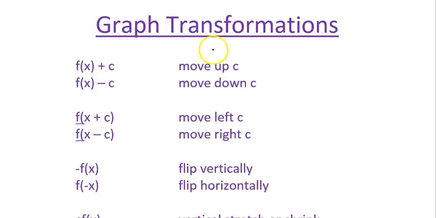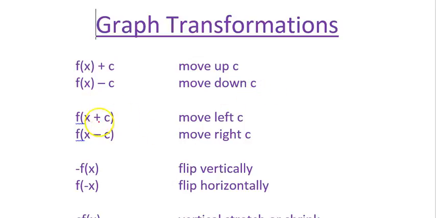This lesson is on graph transformations, and we're going to talk about all kinds of changes that we can do to our functions. And some of these may be familiar to you. So the first two I'm going to talk about are when you add or subtract a number outside of a function. If you add a number, that's going to move it up, whatever that number is. If you subtract a number, it's going to move the graph down, whatever that number is.